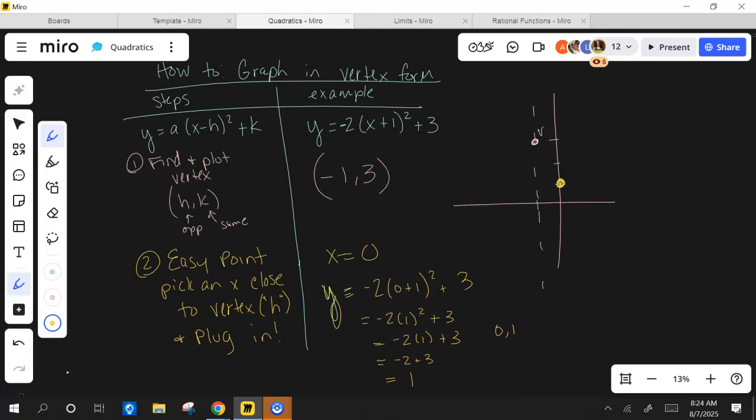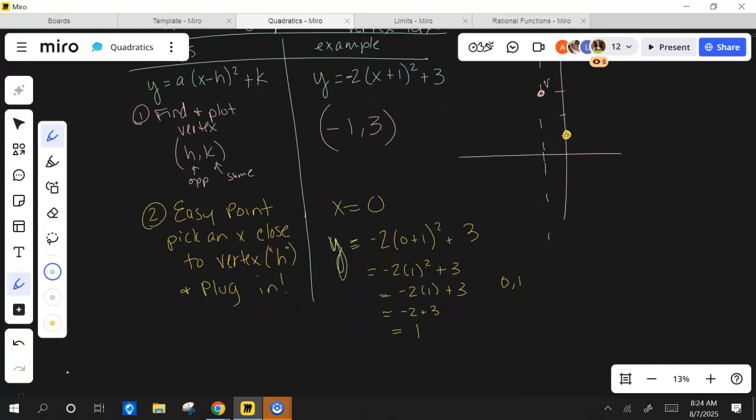Last step is the best step. What do you think it is? My favorite. Reflect. Reflect and connect, right? Reflect and connect. Over 1, over 1.